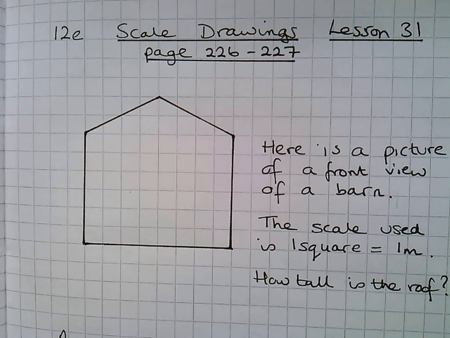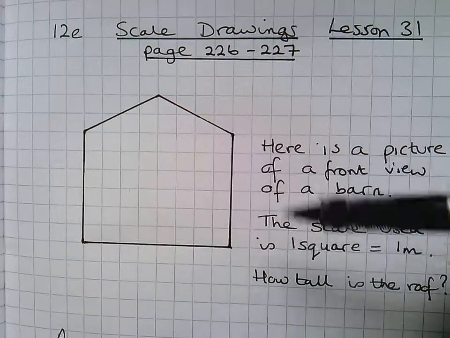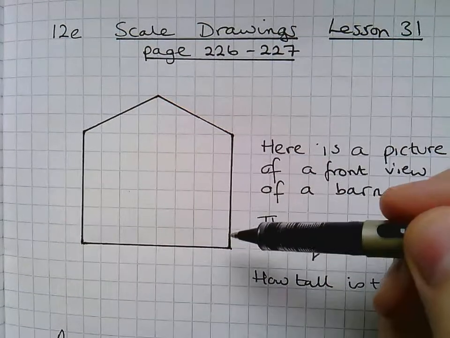First of all, here's a picture in front of you of the barn that I've drawn. I know it's a fantastic picture, thank you. The scale used in my picture is 1 square represents 1 metre. How tall is the roof? What we need to do when we think about scale drawing is look at the size of things in the pictures and then think about what they represent in real size. Clearly in this one, 1 square is 1 metre.